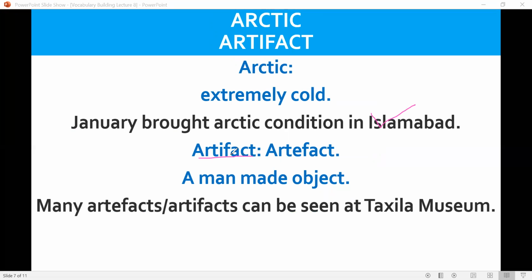Artifact and artefact, both with I and E, same meanings. Spelling may be different. A man-made object. Artifact is a man-made object. Many artifacts can be seen at Taxila Museum, like Buddha's statues and other things which we always find in the excavations from old sites, from ancient sites.